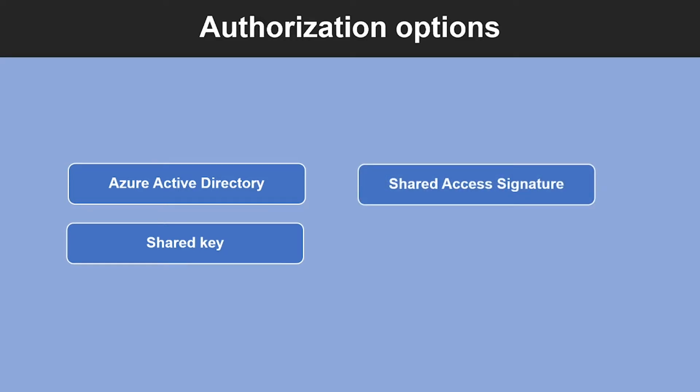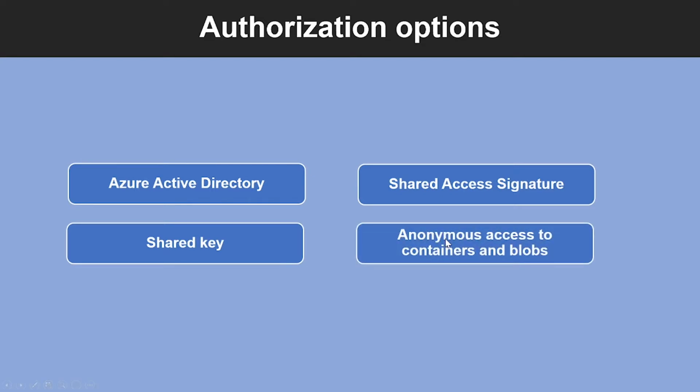Third authorization option is to use shared access signature. Shared access signature or SAS delegates access to a particular resource in your account with specified permissions and over a specified time interval. And the fourth method is to use anonymous access to containers and blobs. You can optionally make blob resources public at the container or blob level. A public container or blob is accessible to any user for anonymous read access, and read requests to a public container and blob do not require authorization.